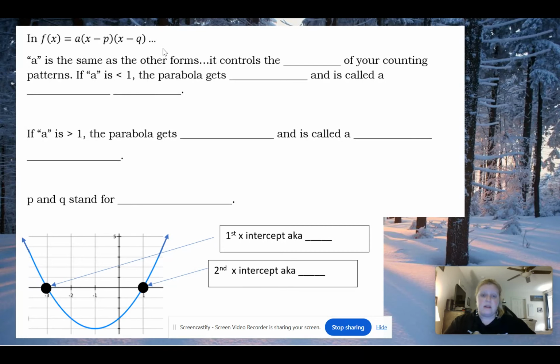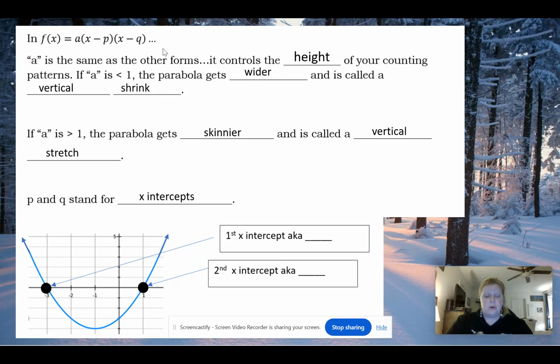So just like in standard and vertex form, a is just the number that's out front. It controls how high you go in your counting pattern. So if a is less than 1, that's going to make your parabola get wider. And when a parabola gets wider, the technical term for that is vertical shrink. So then in the opposite sense, if a is greater than 1, like 2 or 3 or 4, for example, your parabola is going to get skinnier. And that's called a vertical stretch. So the little role that a plays, that's not changing. So we're still going to have the same counting pattern roles.